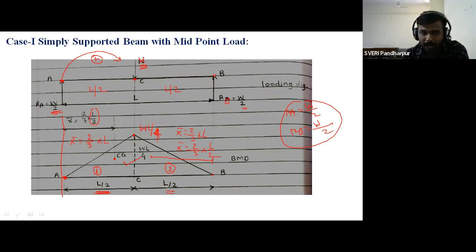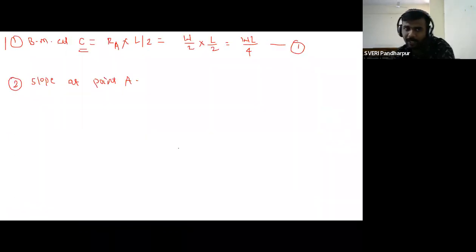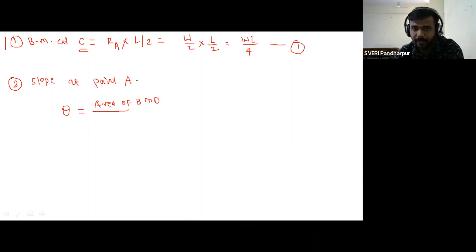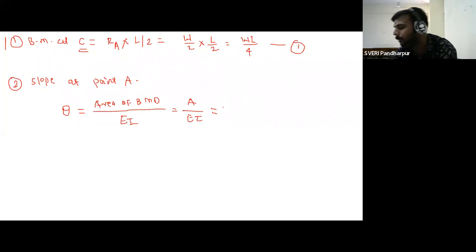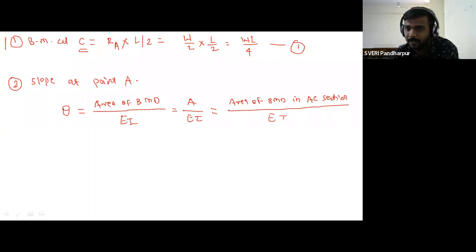Okay, now what I will do, I will calculate theta A. Theta A will be equal to theta B. The point load is exactly at the center, and the cross sectional area of triangle number 1 and triangle number 2 are the same. So I will calculate the slope at point A. So theta is equal to area of BMD divided by E into I. So here I will write area of BMD in AC section, triangle number 1, divided by E into I.